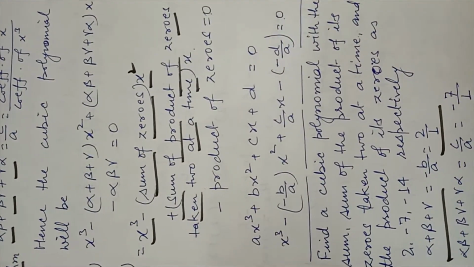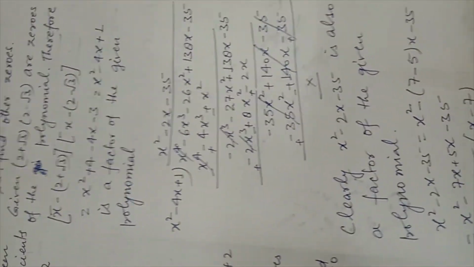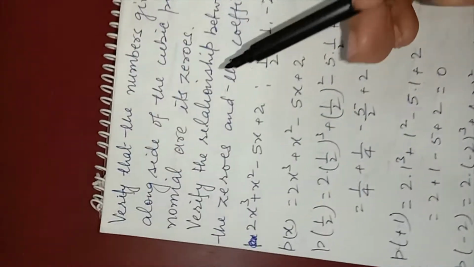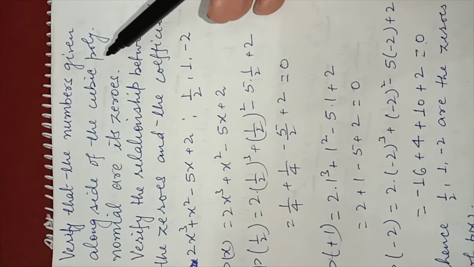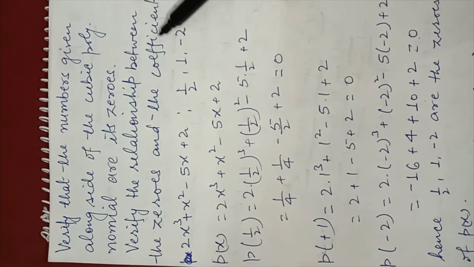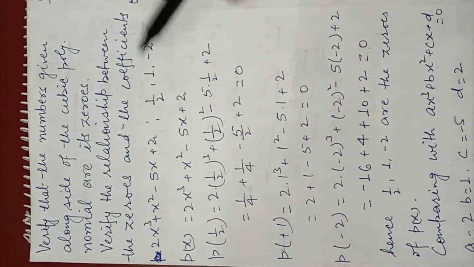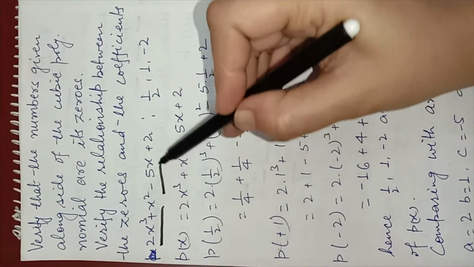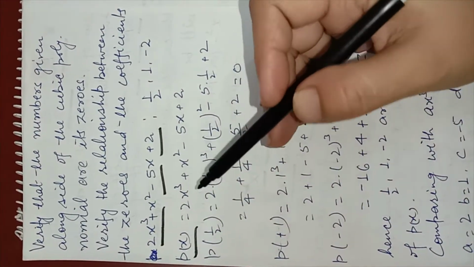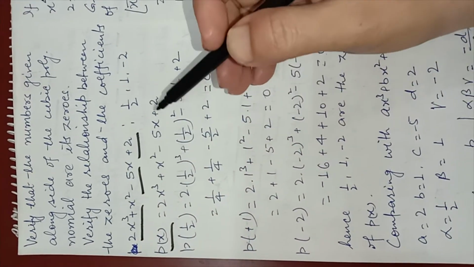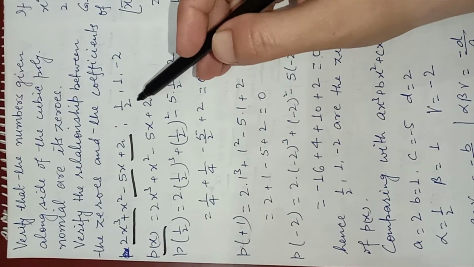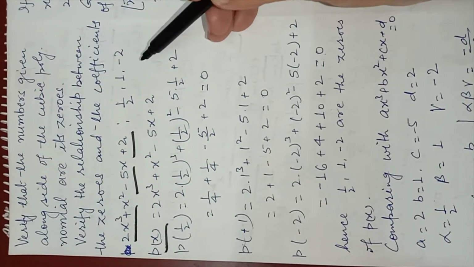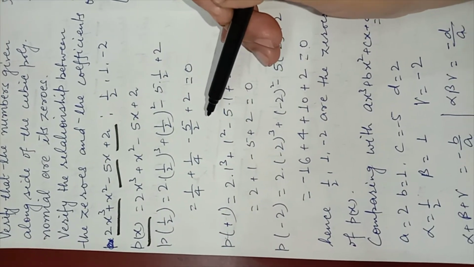In the last term we took one example. Now we will take other questions. Verify that the numbers given alongside the cubic polynomial are its zeros, and verify the relationship between the zeros and the coefficients. Let us call the polynomial p(x) equals 2x cube plus x square minus 5x plus 2, and the zeros given are 1 by 2, 1 and minus 2. We have to verify whether these are zeros of the given polynomial or not.